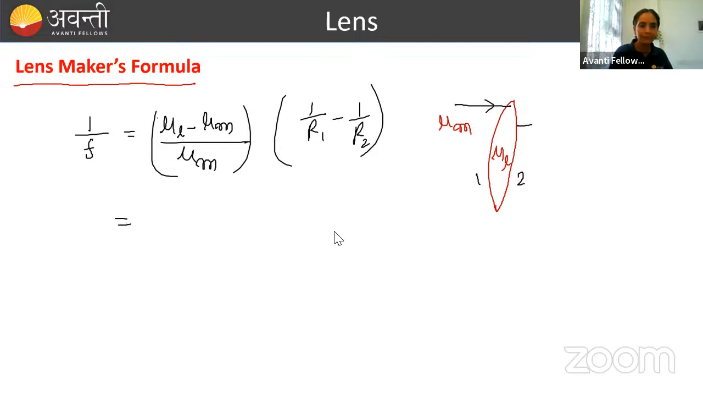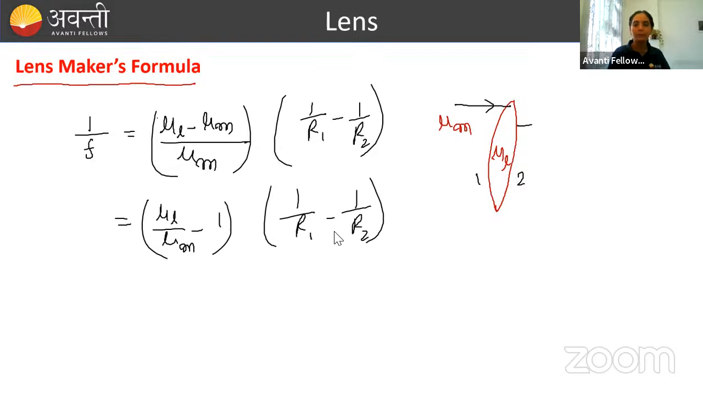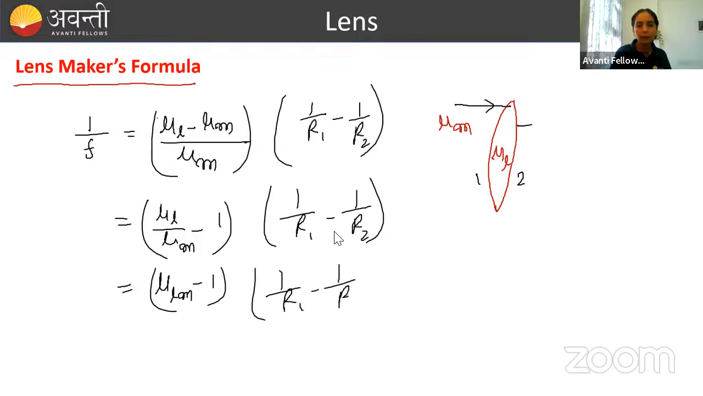How can we rearrange it? Mu L by mu M minus 1, we can write, and this will become 1 by R1 minus 1 by R2. Here mu L by mu M is the refractive index of the lens with respect to the medium. So that is mu LM minus 1 times 1 by R1 minus 1 by R2. Okay? So this is the formula, and we will be using it while we solve questions on lenses.